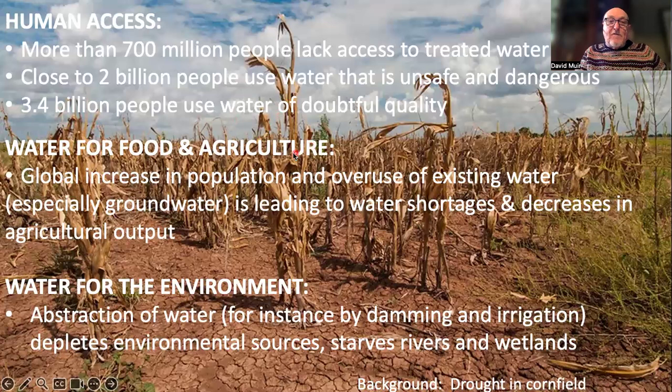We also need water for food and for agriculture, and this, we'll see in a minute, is one of the major uses of water. The agricultural sector is one of the major users. And the global increase in population and the development of industrial processes, both non-farming and industrial farming, has led to an overuse of existing water resources.